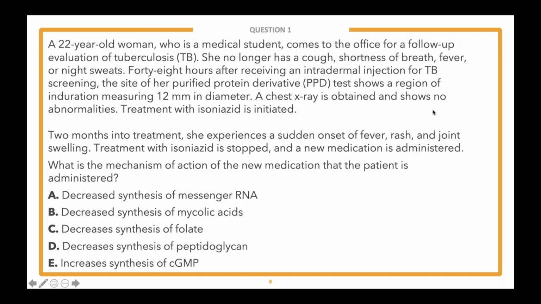So we'll go ahead and do that here, starting with answer choice E. E increases synthesis of cGMP or cyclic GMP. D decreases synthesis of peptidoglycan. C decreases synthesis of folate. B decreased synthesis of mycolic acids. And A, decreased synthesis of messenger RNA.